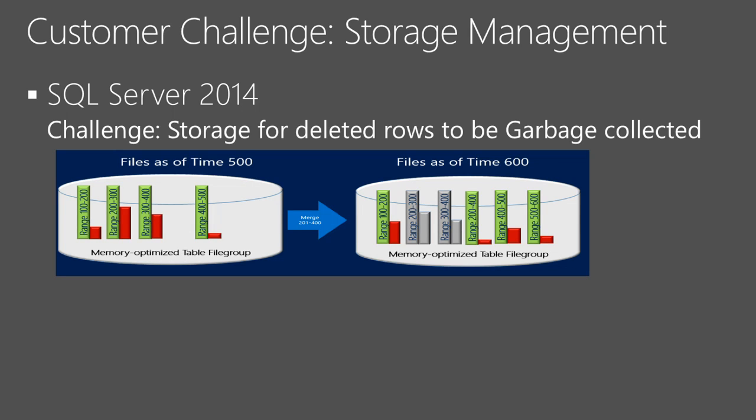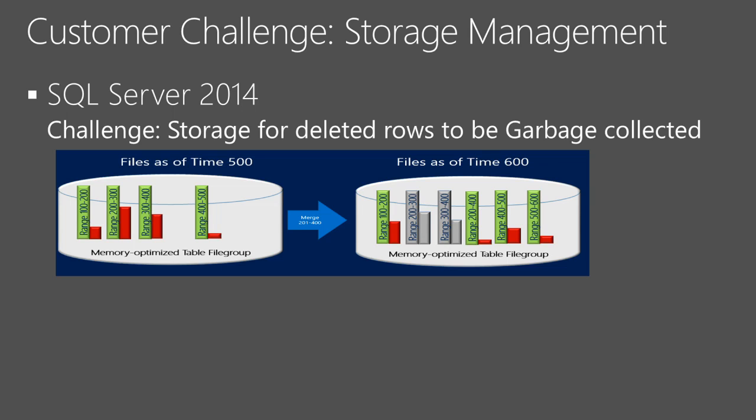This is a detailed picture. What you see on the left side in green is the data file, which holds the inserted rows, and the red bar is the deleted rows. Okay? You can see those two files have a lot of deleted rows, right? So there's a background task in SQL Server that merges these files. If I go back to the screen, you see that we merged these two files into this one. You see 200 to 400 here. It was 200 to 300 and 300 to 400, right? So we merged these. The files that you see as gray files can be garbage collected, all right?